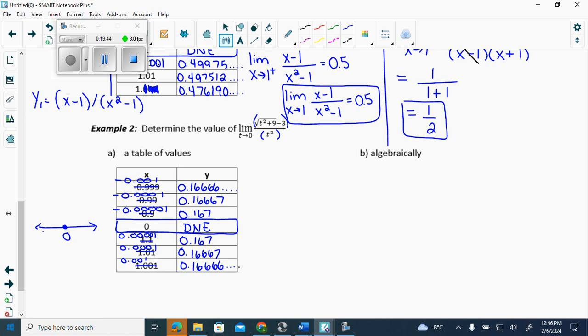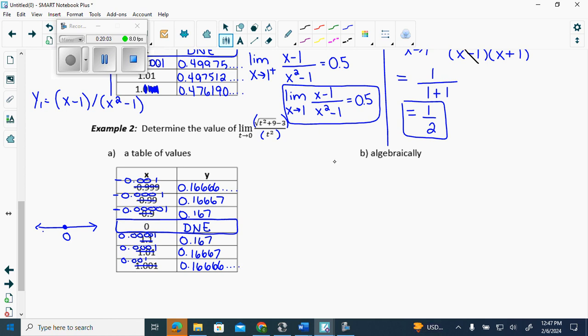So is this perfectly knowable, exactly what it's going to be? You can say, I think it's getting closer to 0.167, but we don't actually perfectly know, do we? When it's a table, and it's a weird decimal. It's a little hard, isn't it? So let's try it algebraically.